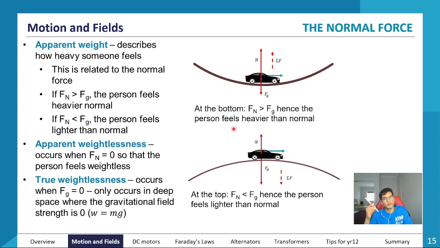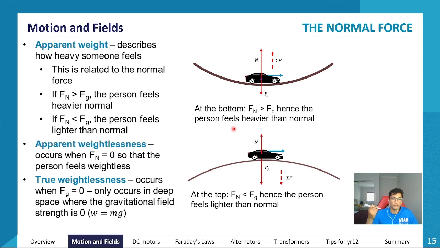When you're at the bottom of a roller coaster, you would feel heavier because your normal force, or the force that's acting up on you, is a lot greater than your gravitational force. Whereas if you were at the top of the roller coaster, you don't feel as heavy because your normal force is a lot lower than your gravitational force.